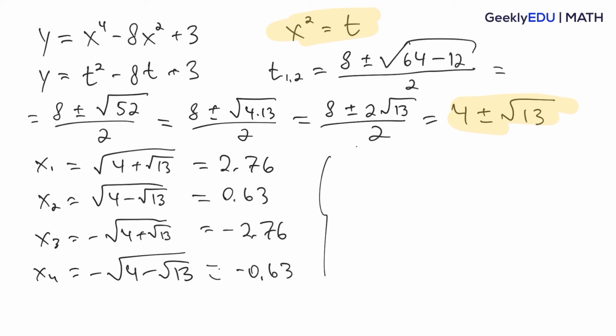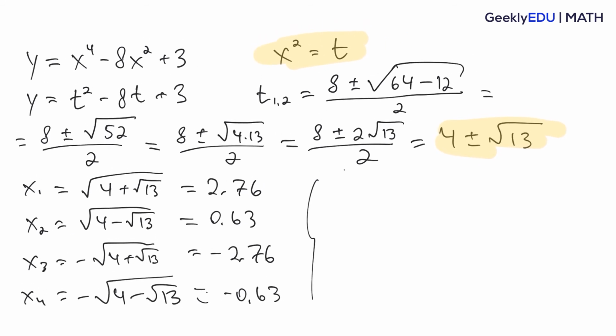Okay, but now we still need to find the number of turning points. So how can we do that? Well, the first thing we need to do is to take the derivative. y equals x to the fourth minus 8x squared plus 3. And let's find the derivative.